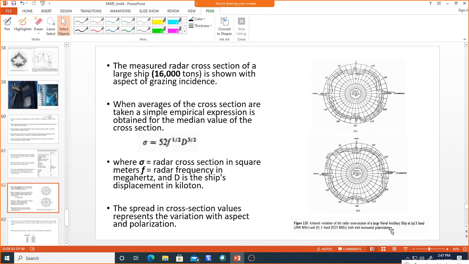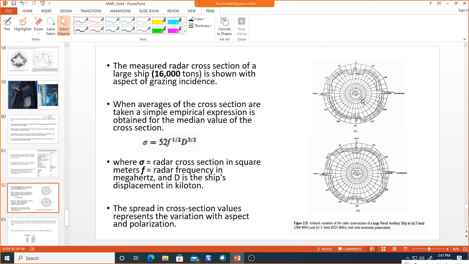If you have not predicted the proper polarization of the signal, and you don't receive the proper polarization of the signal, then you cannot get the proper RCS of the target. You might have studied what polarization is already.